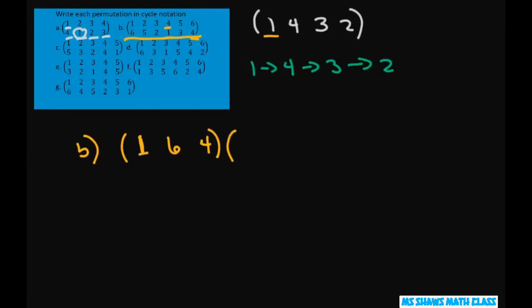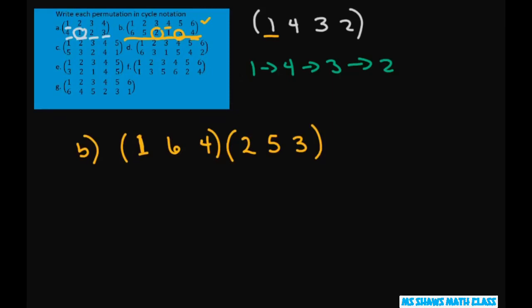Then what you do is you take the second number. We started with 1, the second number is 2. So 2 maps to 5, 5 maps to 3, 3 maps back to 2, and you close it up. So we should have 6 terms here because we had 6 up here.